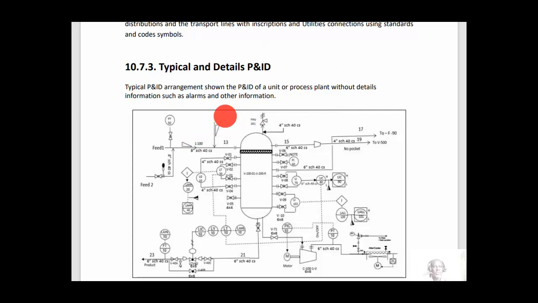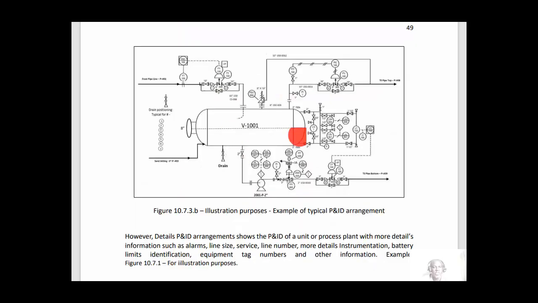Typical P&ID arrangement shows the P&ID of a unit or process plant without detailed information such as alarm and other information. We have an arrangement here for illustration purpose, an example of a typical P&ID arrangement. For illustration purpose, this is a typical P&ID. These are just for illustration purpose.